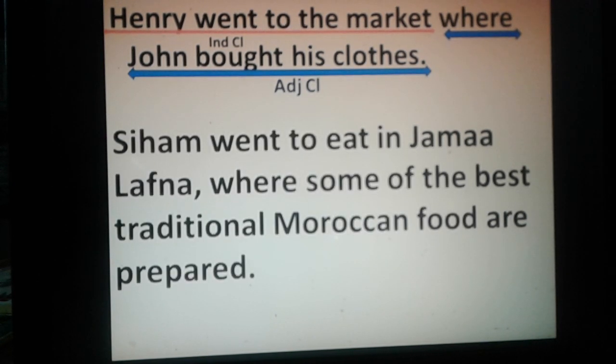Siham went to eat in Jemaa el-Fna, where some of the best traditional Moroccan food is prepared.